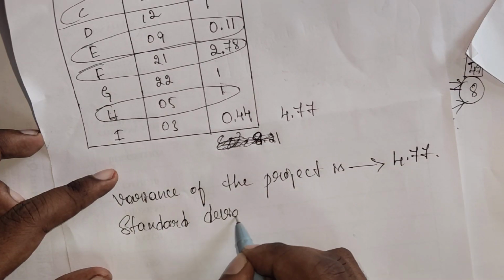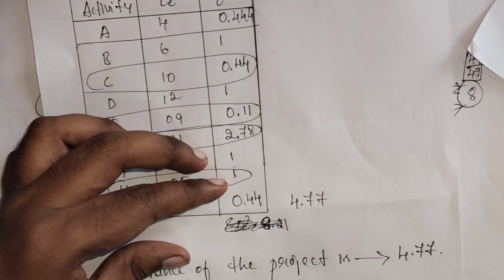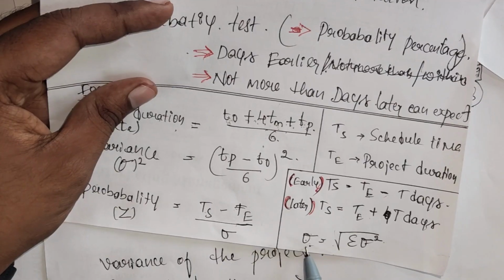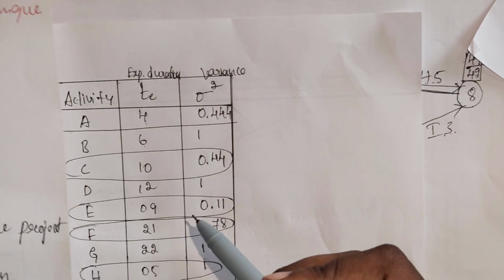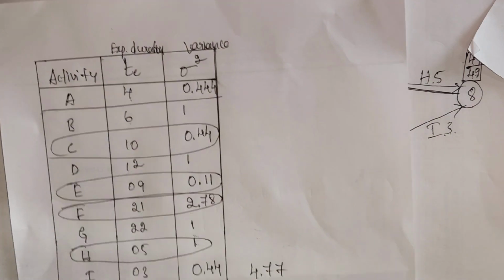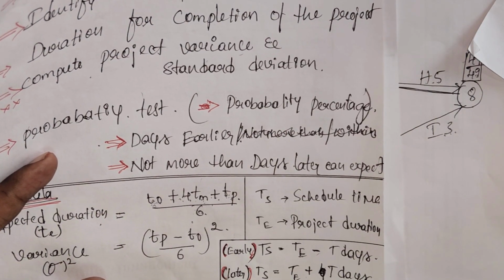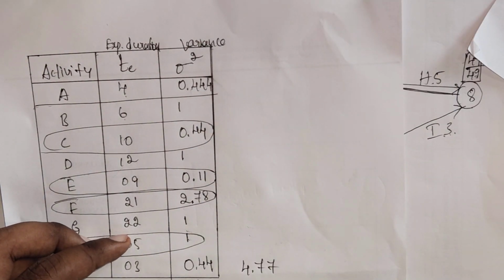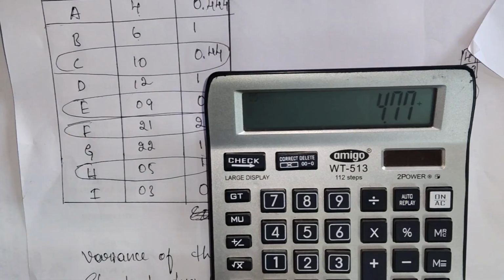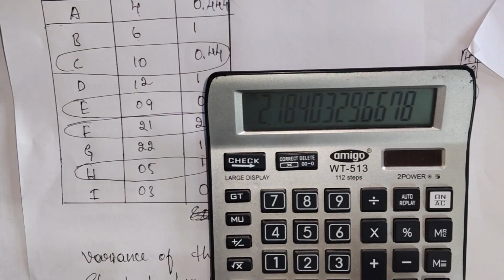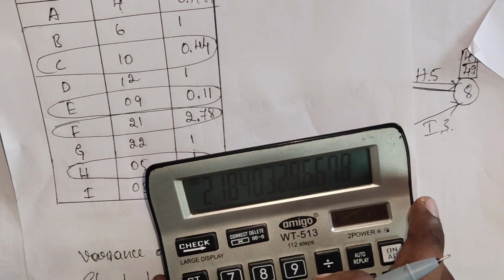Next, the standard deviation. How can we calculate the standard deviation? Standard deviation is calculated with this formula: the square root of the sum of the variances of the activities involved in the project. The sum of the variances of the activities involved is 4.77, and taking the square root, we get the standard deviation. So the actual standard deviation is 2.18.